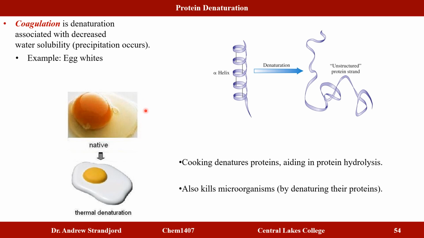So an egg, before we cook it, is soluble in water, and when we cook it, the white part becomes insoluble. So cooking denatures the protein. By doing that, it aids us in protein hydrolysis, so it's easier for us to digest. Also, because microorganisms contain protein, we also denature their protein, which kills them. And so we're sort of protecting ourselves from those microorganisms, so that we don't get sick, by cooking our food.